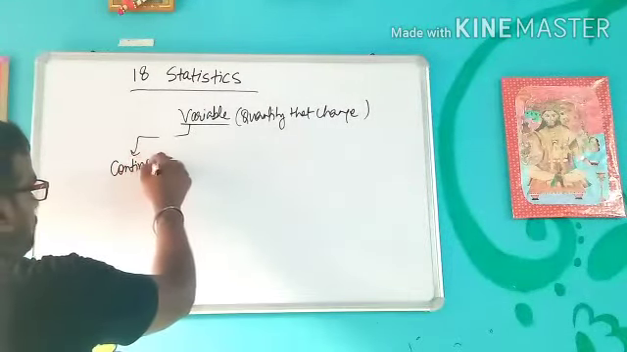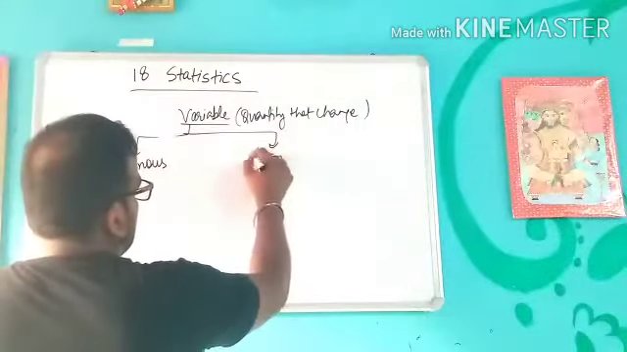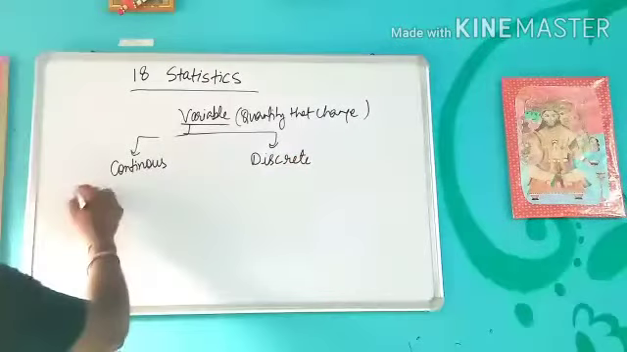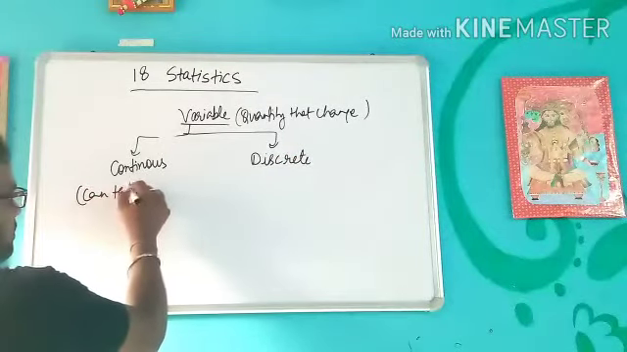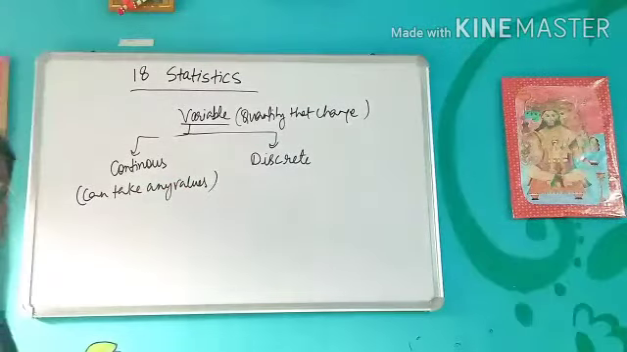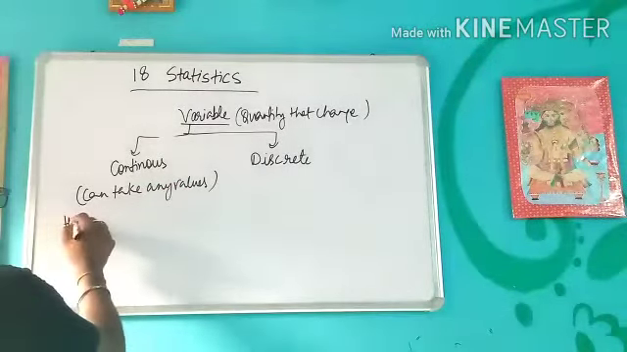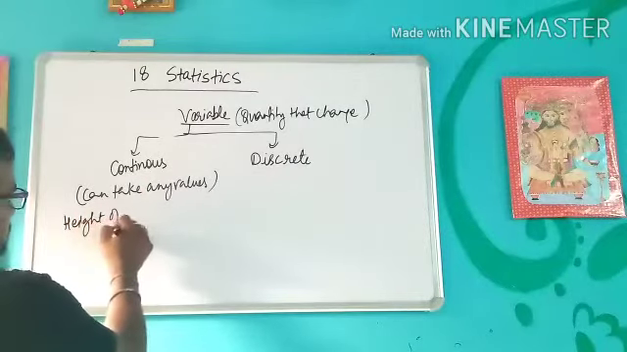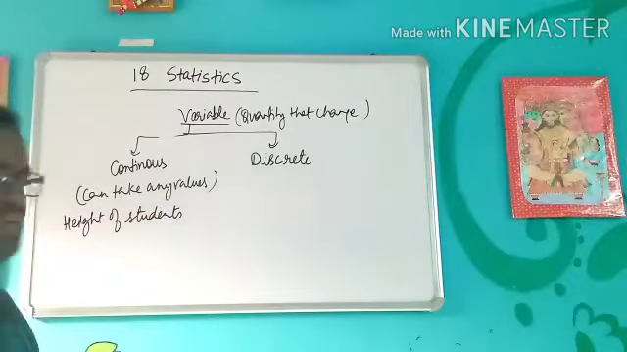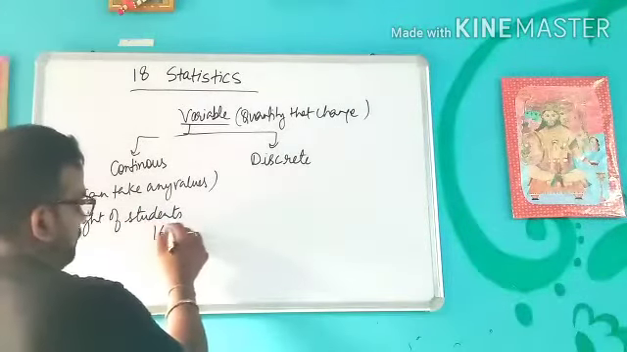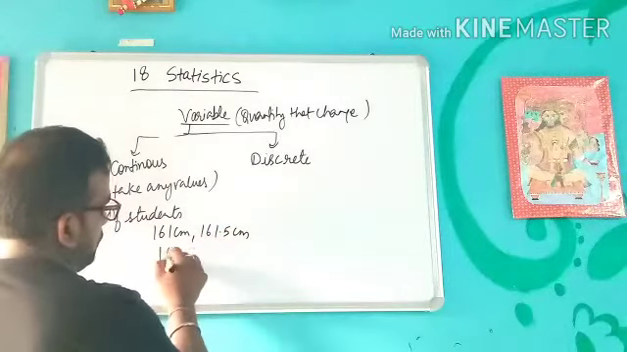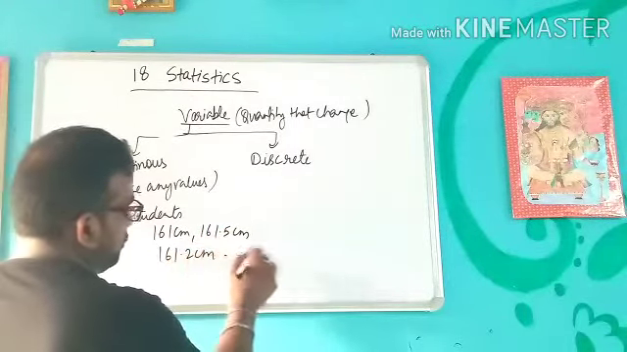First is continuous and another one is discrete. Continuous means it can take any values. For example, if I talk about the height of students, it can take any values. It can take 161 centimeter, it can take 161.5 centimeter, 161.2 centimeter, and so on.